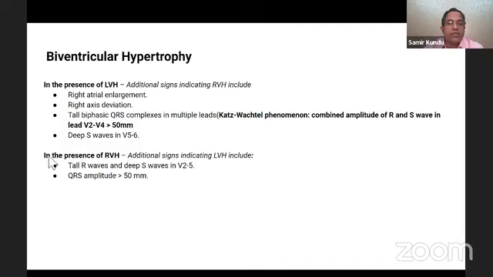In case of presence of RVH, additional signs indicating the left ventricular hypertrophy include the tall R waves and deep S waves in V2 to V5 and QRS amplitude more than 50 millimeter.